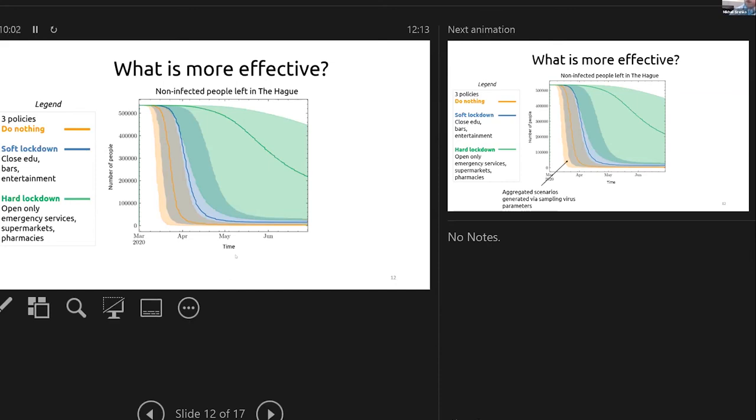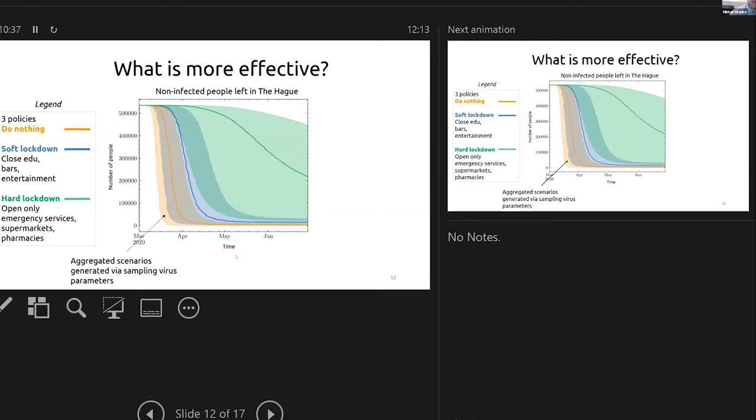The orange one is what will happen to the number of infected people if you won't do anything: no closures, no limits on anything, just continue to run the city as usual. Then we also study a soft lockdown. As you can see here, we try to close educational institutions, bars, and entertainment facilities. That's supposed to be interesting for us, to understand whether or not the closure of educational institutions actually makes any difference. Finally, we have a hard lockdown, when you close everything besides emergency services, supermarkets, and pharmacies.